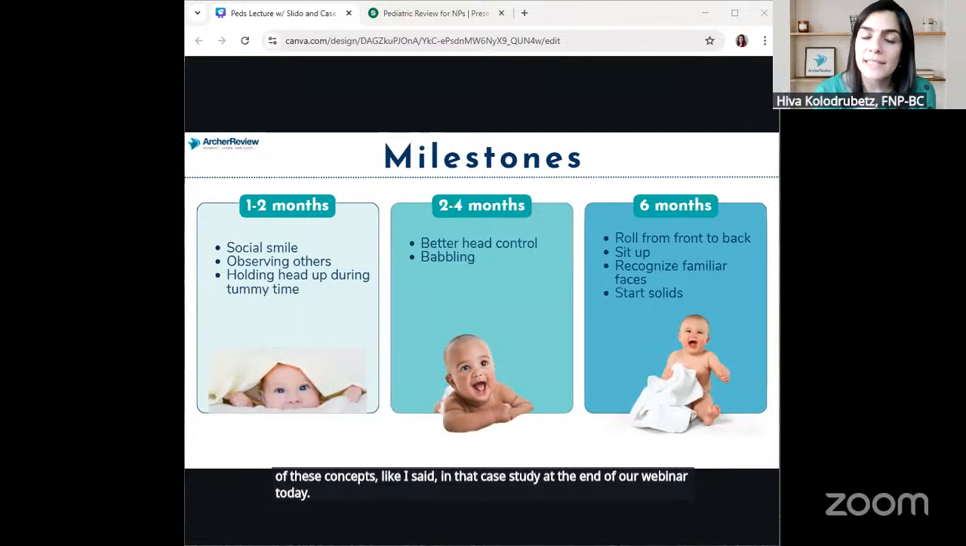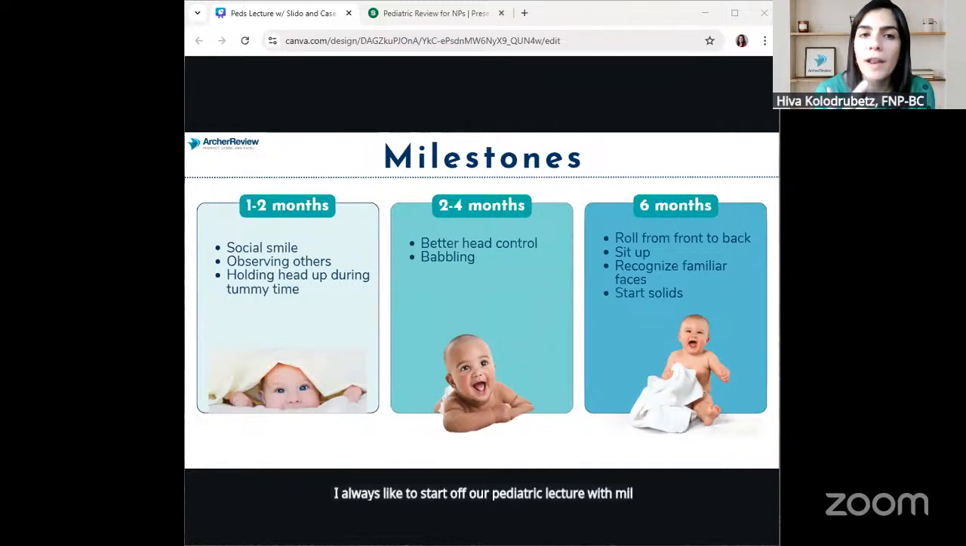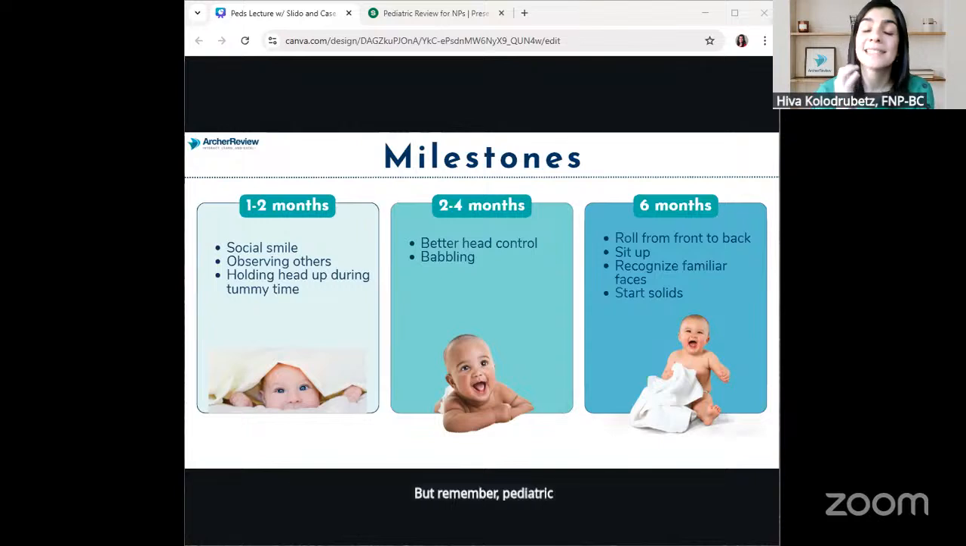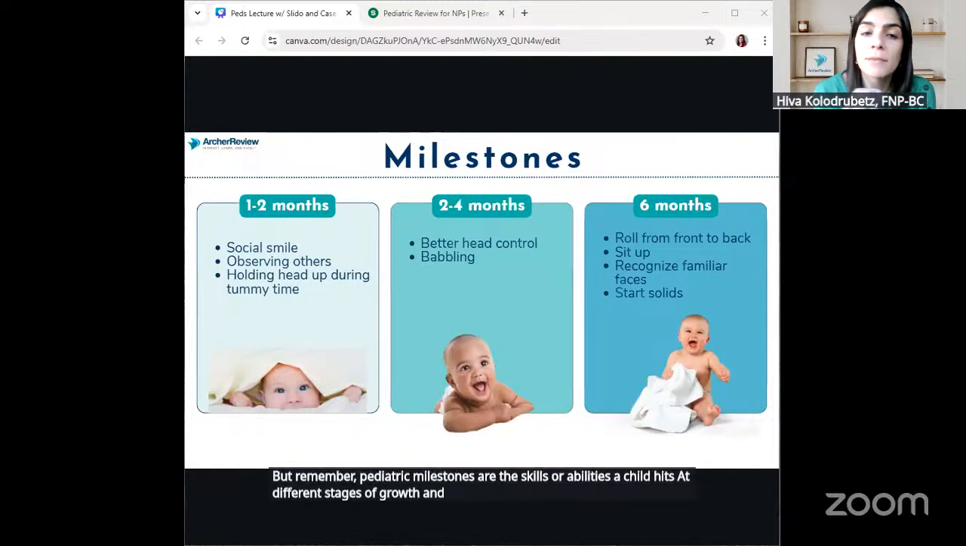I always like to start off our pediatric lecture with milestones. So what are milestones? Some people get a little bit tripped up over milestones versus screening. But remember, pediatric milestones are the skills or abilities a child hits at different stages of growth and development. These are the milestones that we really observe for and monitor to make sure that that child is reaching normal growth and development in adulthood.